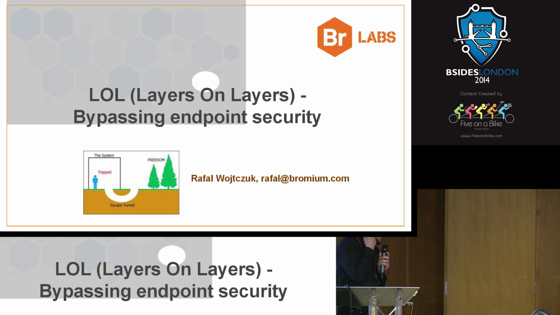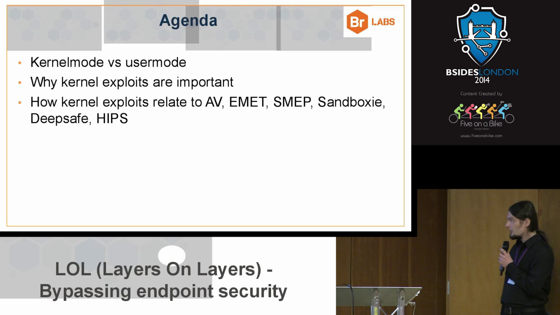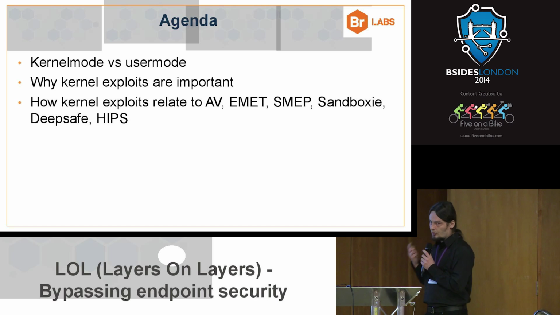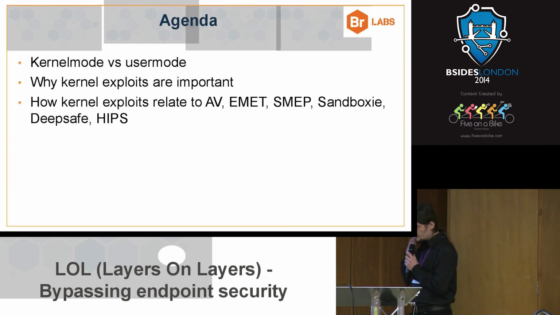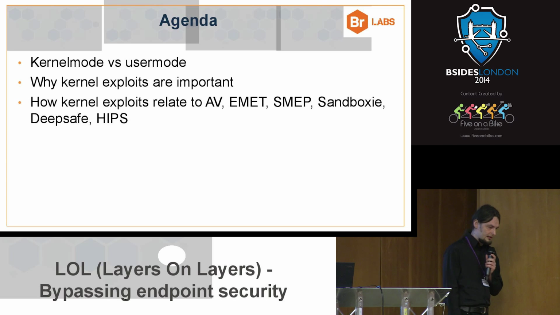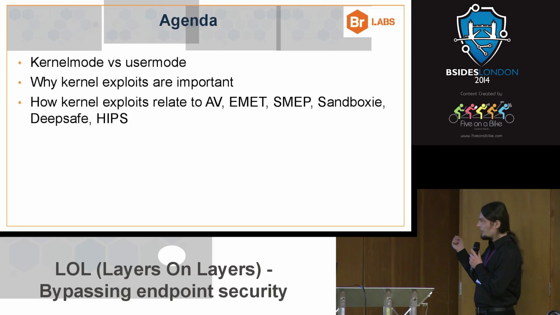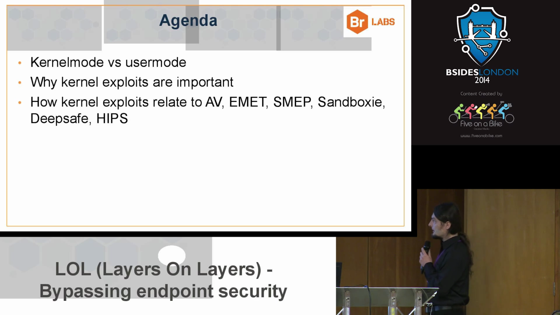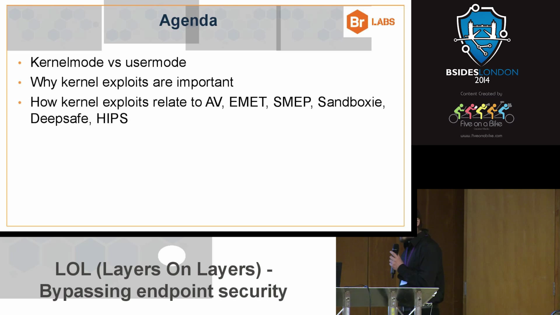More specifically, the agenda is, we will start by explaining the difference between kernel mode and user mode execution. I hope you all know more or less about it, so just a quick introduction. Then I will dwell a little bit on why kernel exploits are important and relevant, especially nowadays. And then we'll go through all these nice acronyms, AV, EMET, SMEP, Sandboxie, DeepSafe, HIPS, and we'll try to figure out how these security solutions relate to problems with kernel exploits.